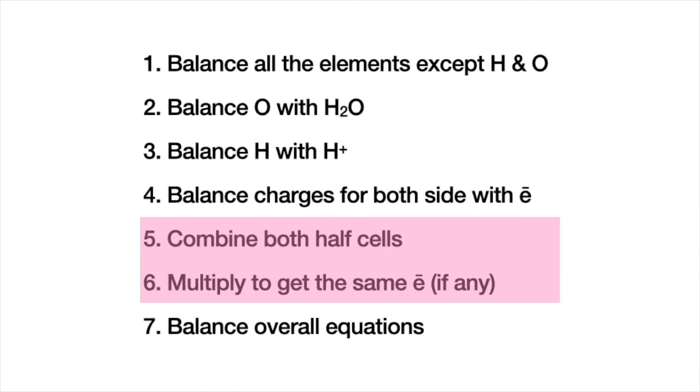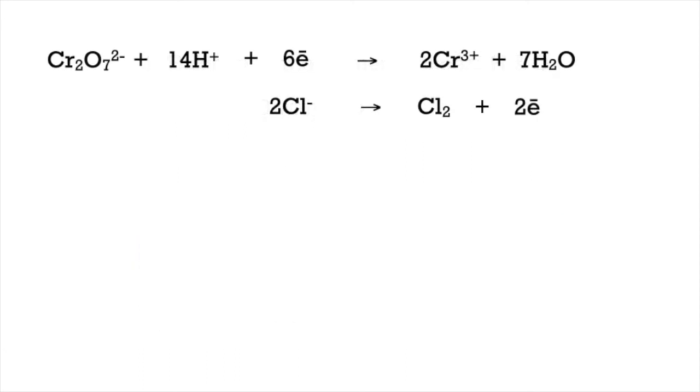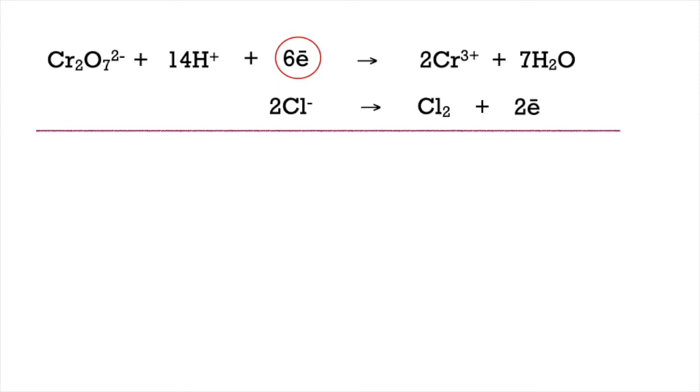Above half cells, we need to look at the number of mole of the electron. If the number of mole of electrons are not the same for both half cells, then the half cell should be multiplied with a certain number so that the number of moles of electrons become equal.